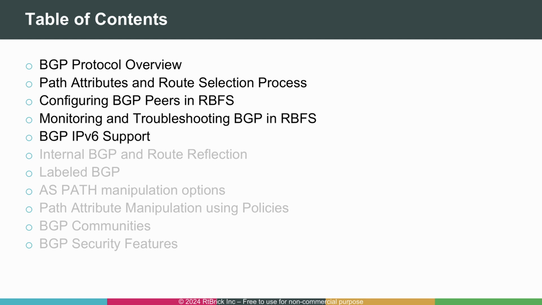Next, we'll configure two BGP peers on a live system, step by step. Along the way, we'll also introduce some useful CLI commands for monitoring and troubleshooting the BGP setup. And to wrap things up, we'll dive into IPv6 support in BGP.